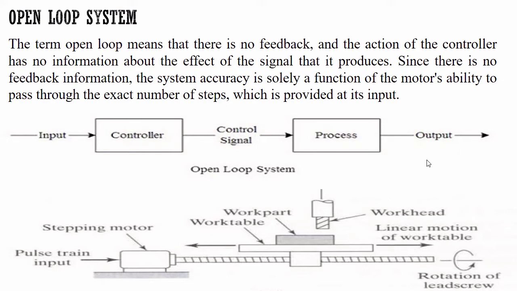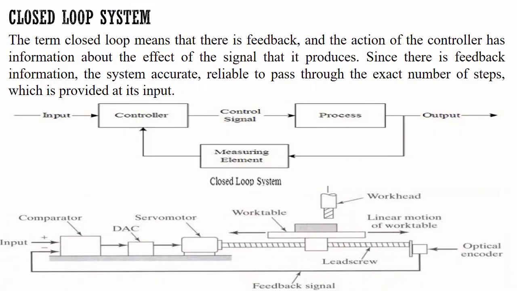Means there is no in-between information from output to input, right? That is where this has a lot of limitations. Until you perform the operation, we will not be able to understand whether the operation is happening in the desired input way, right? So this is about the open loop system.